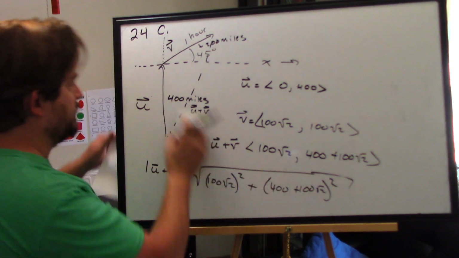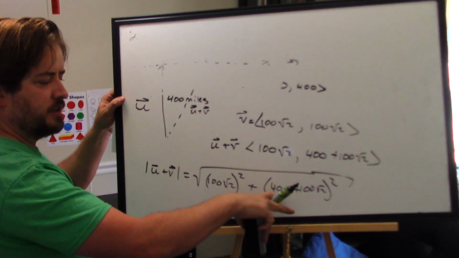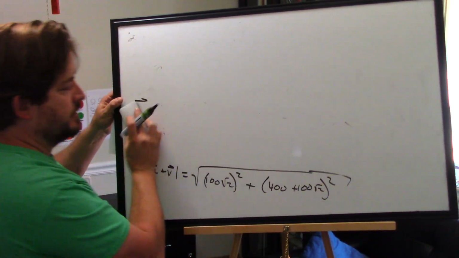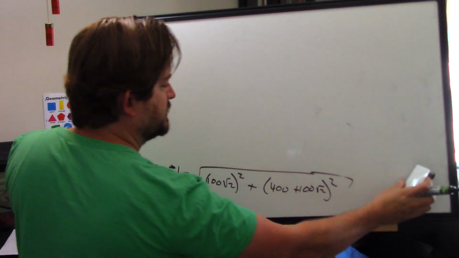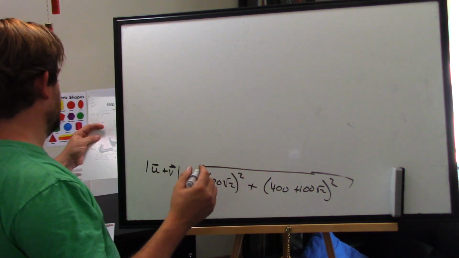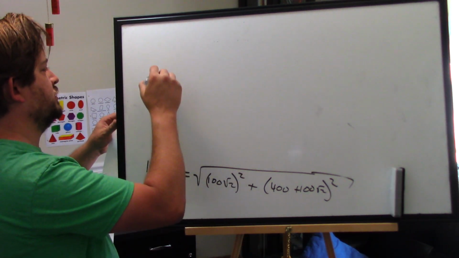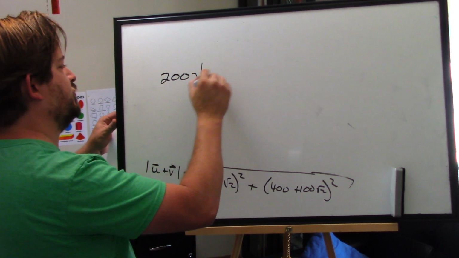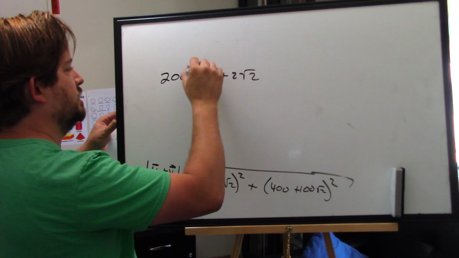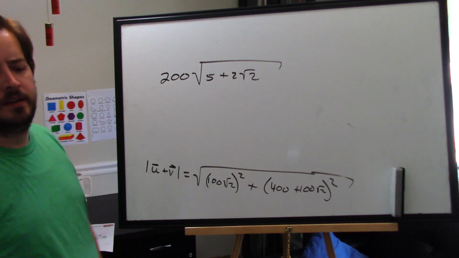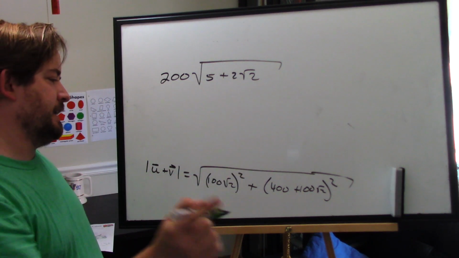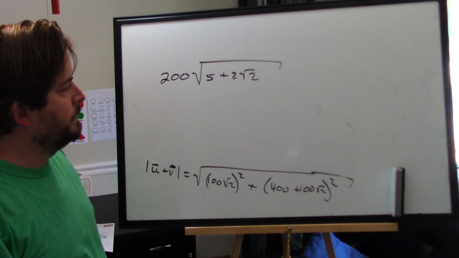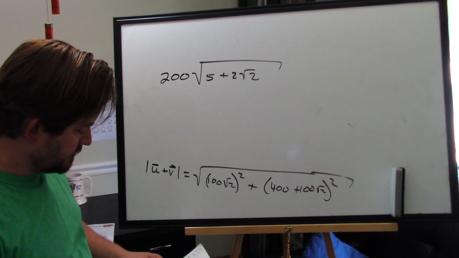So I'm going to skip the work a little bit, but know that when you square this, 400 plus 100 root 2, it's a binomial because you can't combine those two terms. And so in the end, I got 200 times the square root of 5 plus 2 root 2. So it's an ugly answer. This is one of those that you would probably just say, estimate this sucker to the nearest tenth of a mile and call it good, right? All right.